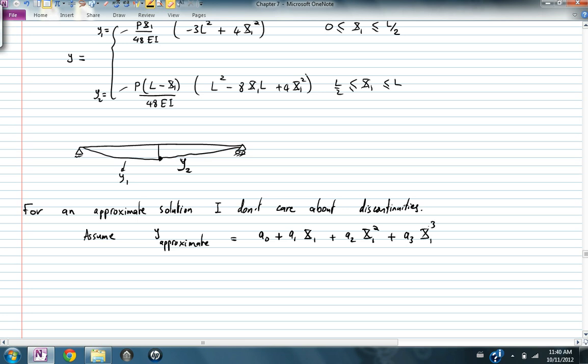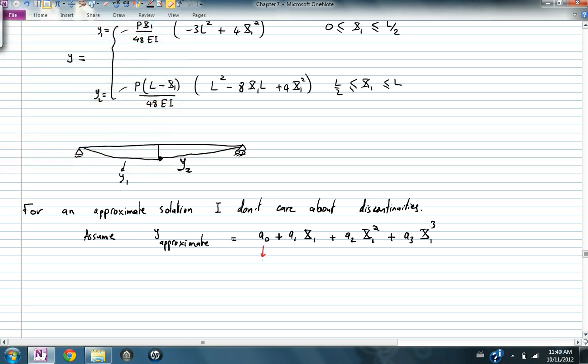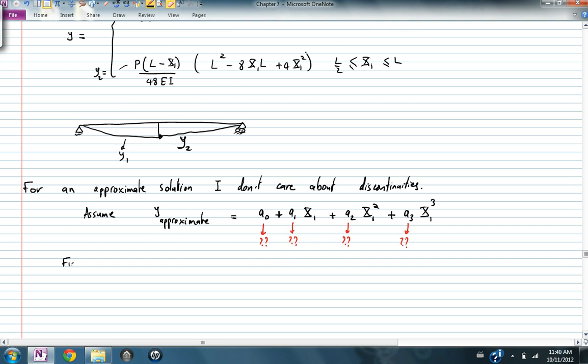And the objective now is, what can I choose for these constants? What are the best numbers I can use for A0, A1, A2, and A3? I can find A0, A1, A2, A3 by satisfying certain criteria. And the criteria are as follows.